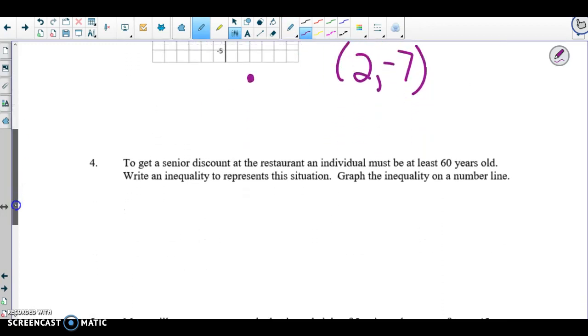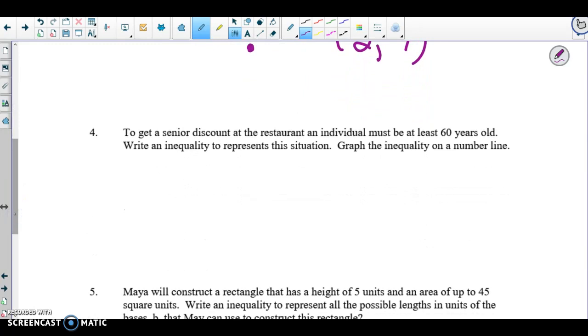Okay. Number 4, to get a senior discount at a restaurant, an individual must be at least 60 years old. Write an inequality to represent the situation. Graph the inequality on a number line. Well, at least 60 years old.